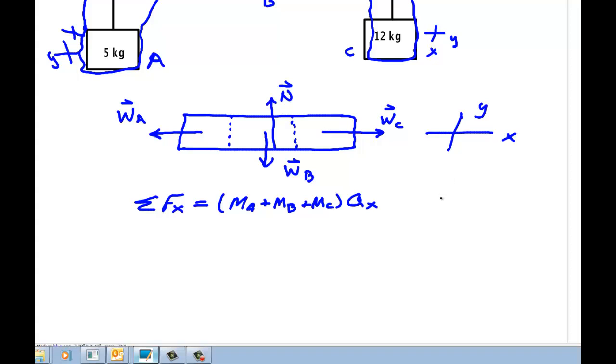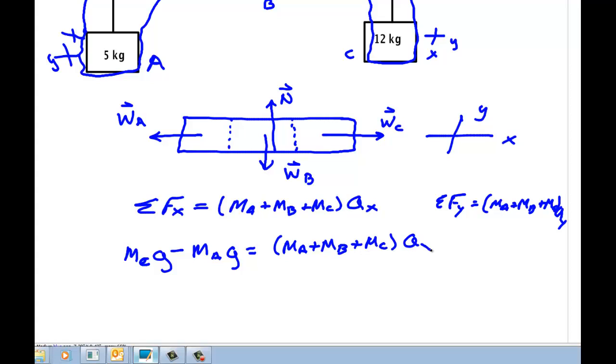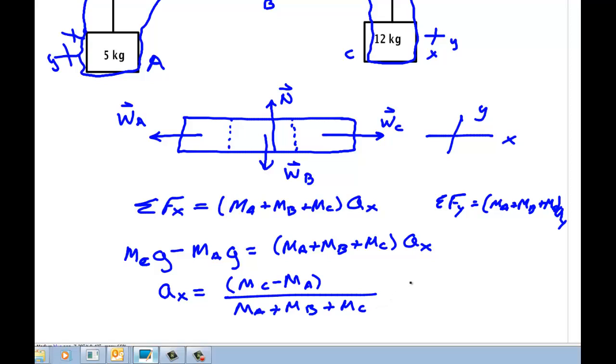And by the way, there's also over here a Y equation. Sum of the forces in Y is MA plus MB plus MC times A sub Y. Running out of paper on the side of the board. For the forces in the X direction, I have 2. I have W sub C, which is in the positive X, which would be MC G. And then over here I have MA G. And that gives me AX is MC minus MA over MA plus MB plus MC, all of that times G.